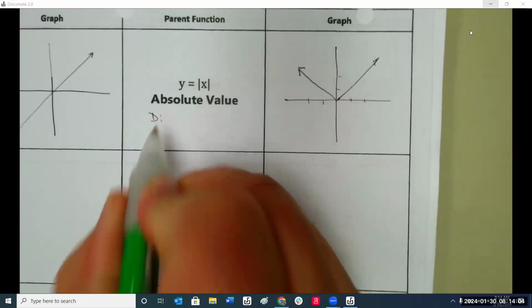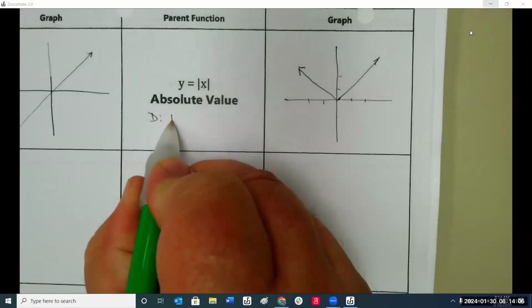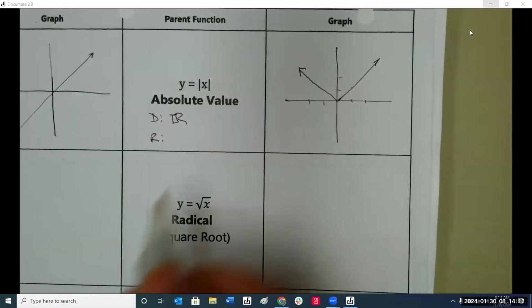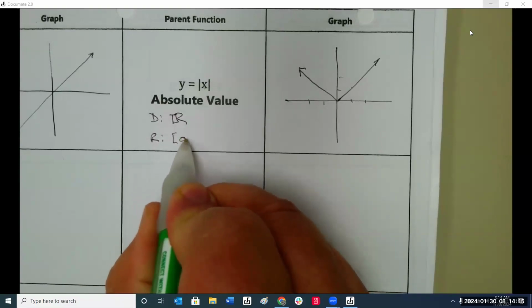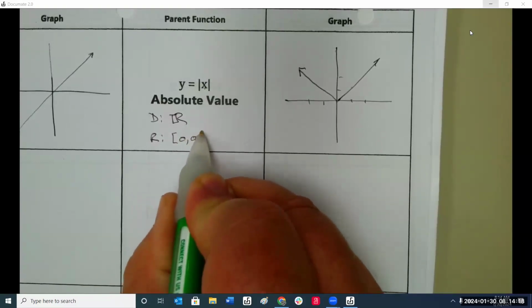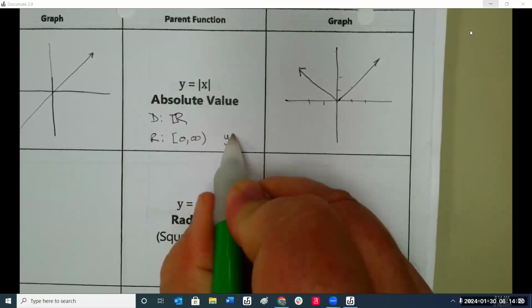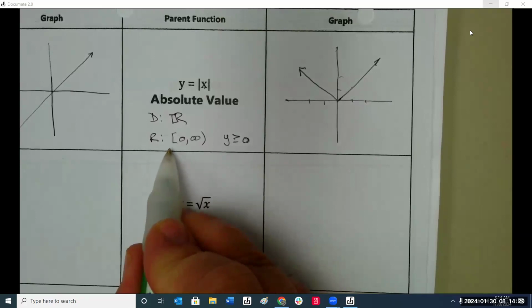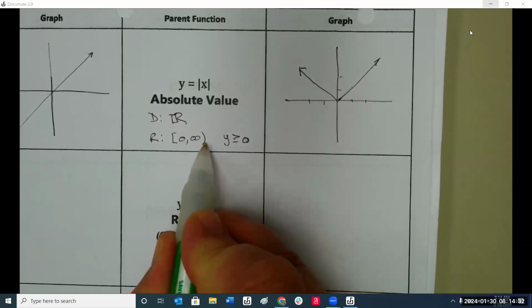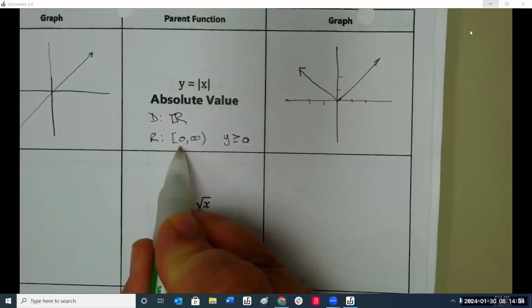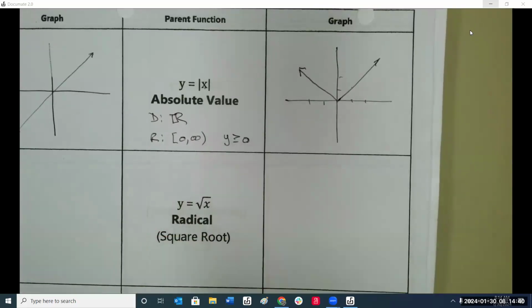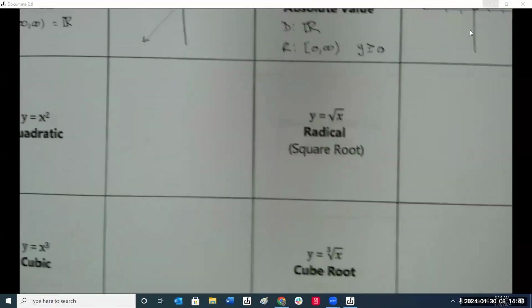The domain, all real numbers. Range, all positive, from 0 to infinity. Or we can say, why is it a bracket there, parenthesis there? But yeah, 0 can be included. Can you ever get to infinity? No, that's why it's always parenthesis. So far, so good. Everybody's batting 1,000.